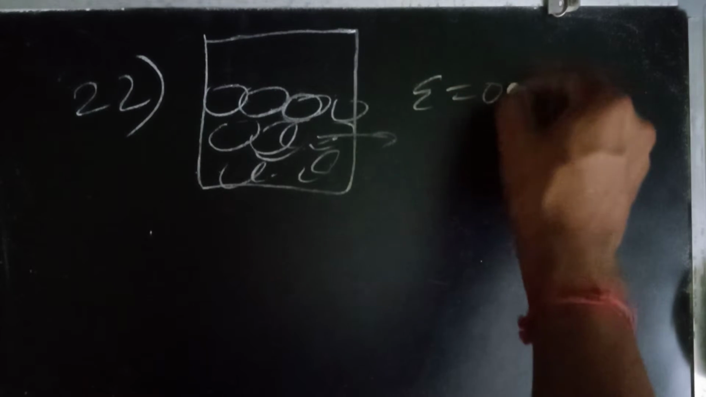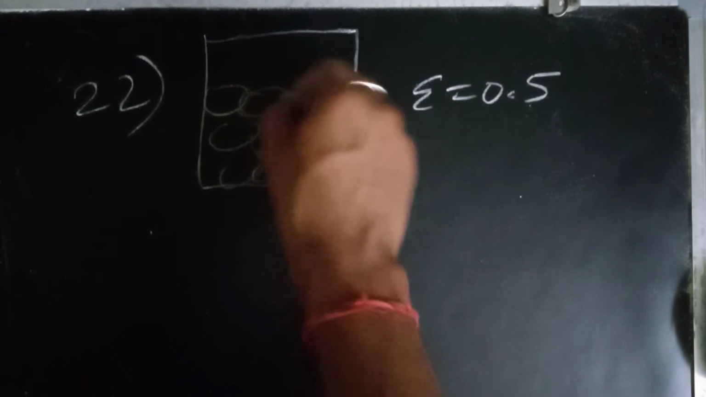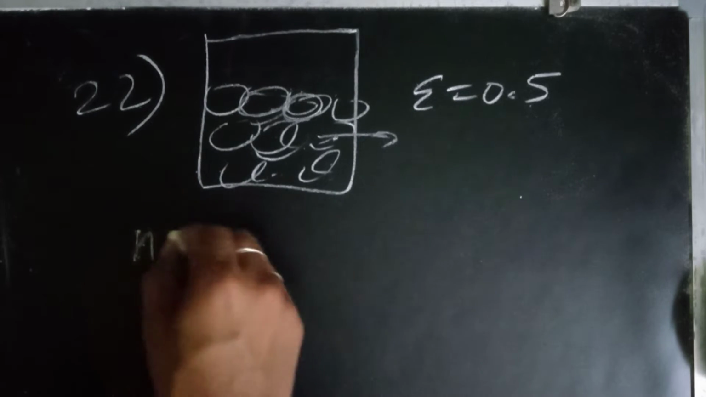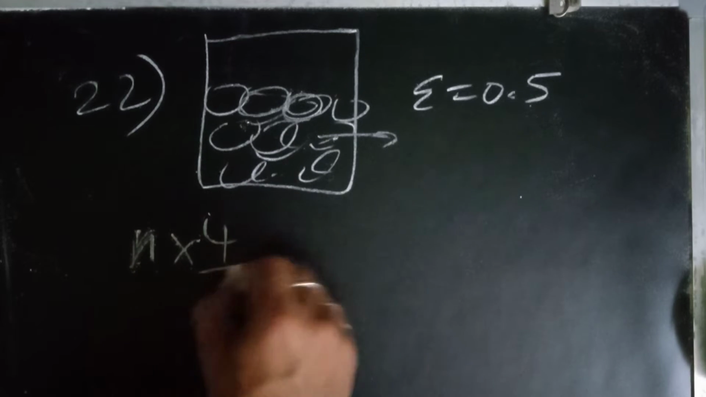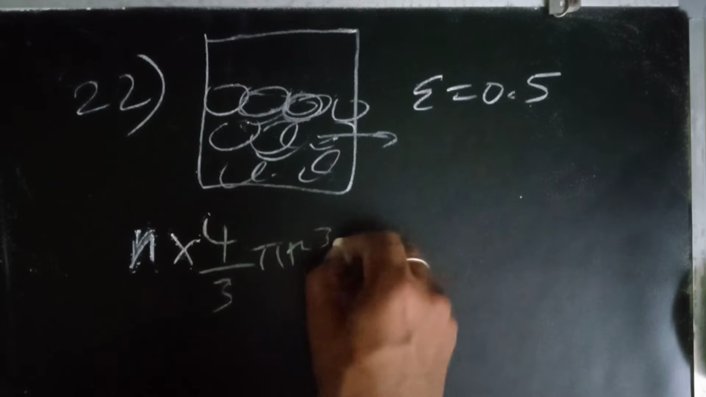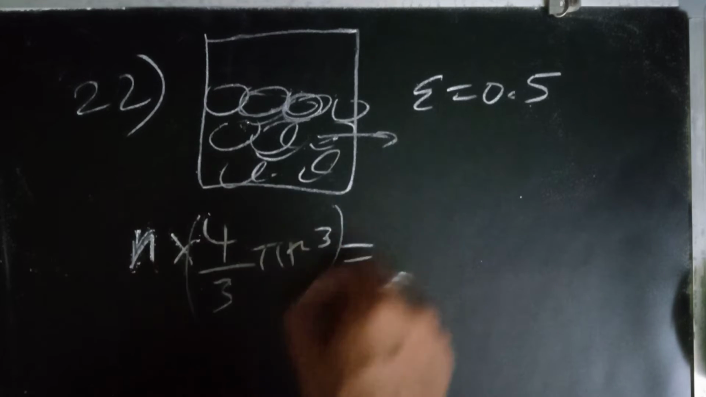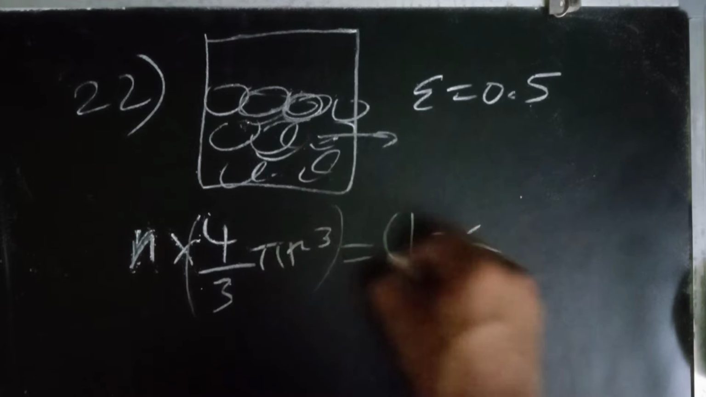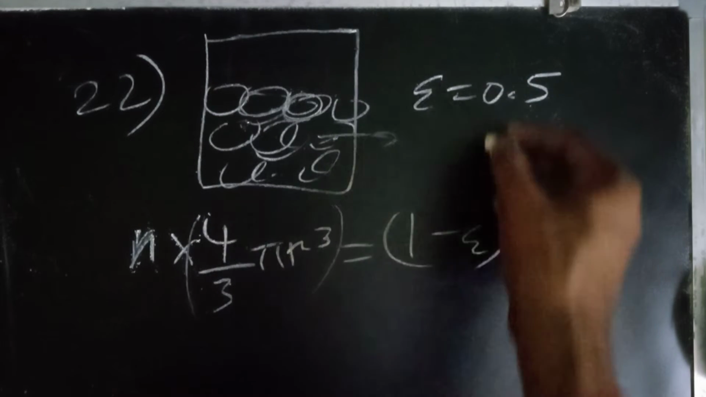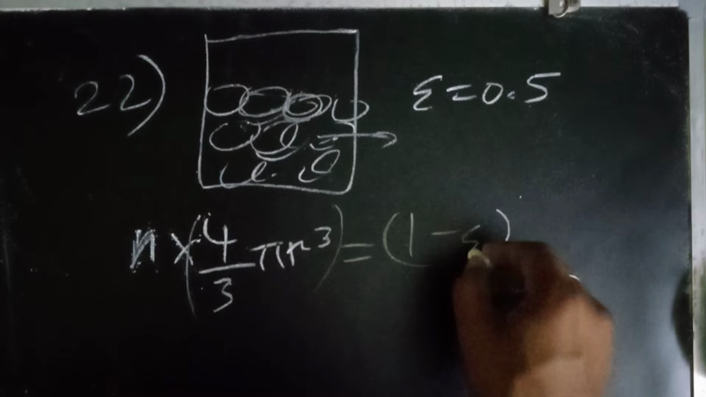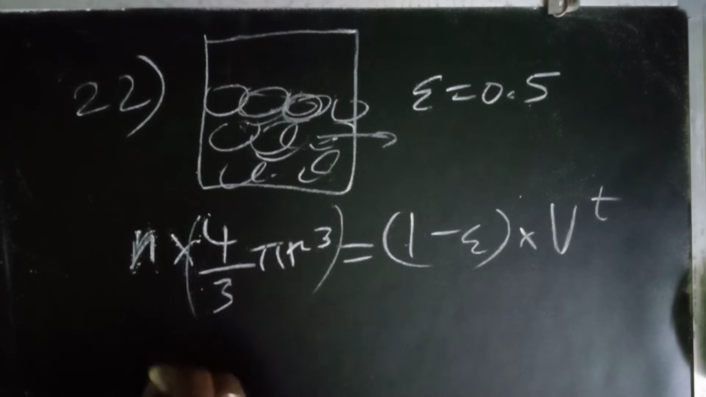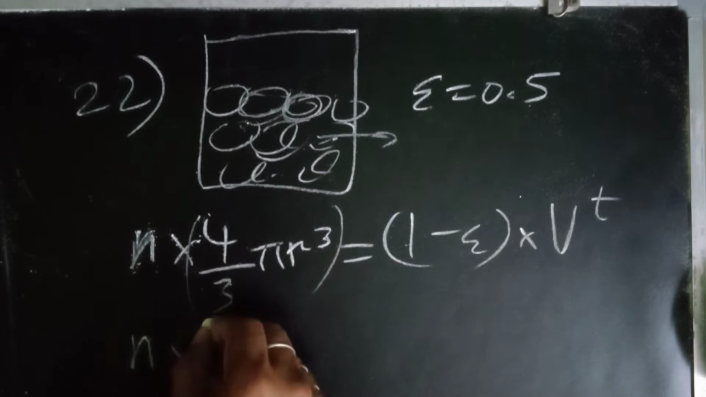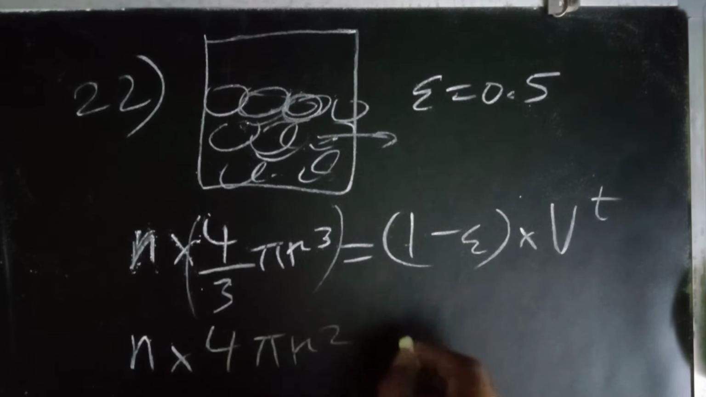The main thing is how much area is there. If void fraction is 0.5, how much external area do we have? This is simple because let's say n number of particles are there, so n into 4 by 3 pi r cube is equal to n into volume, which is 1 minus epsilon. Epsilon is voidage, so 1 minus epsilon is how much solid volume is there, into the total volume, let's say Vt, and we need to find n into the area 4 pi r square.